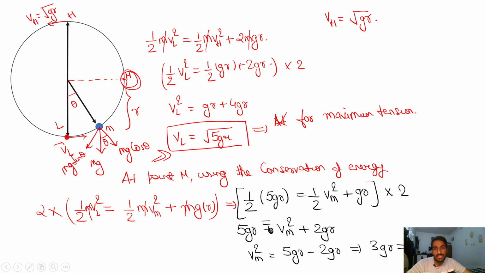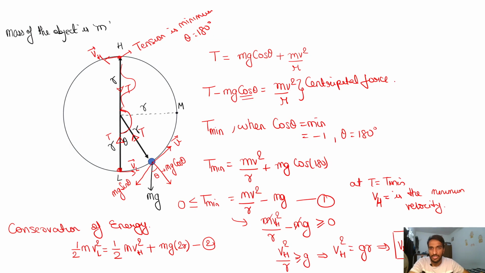Okay, so this is the basic derivation of how we can find the velocity at the lowest point, at point M, and at point H, which is the highest point. So corresponding to each velocity we have the value of tension, right? And how can we find the tension? We can substitute the values of vM, vH and vL in this equation, this one.